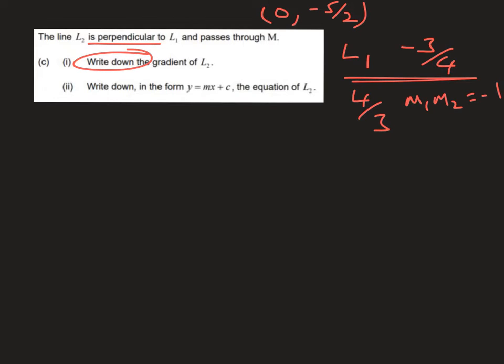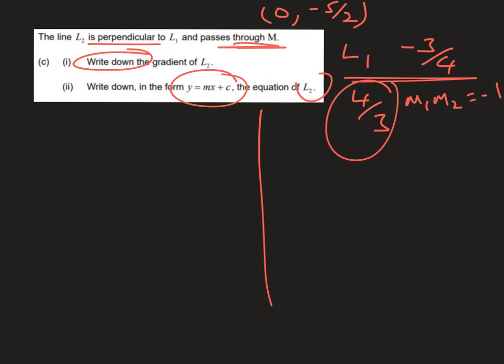Part C2 was the tricky bit here that a lot of people struggle with. Write down in the form y equals mx plus c the equation of line L2, which we now know has a gradient of 4/3 and passes through the point M with the coordinate 0, minus 5 over 2. So the way that most people tend to prefer to solve this is just to substitute in.